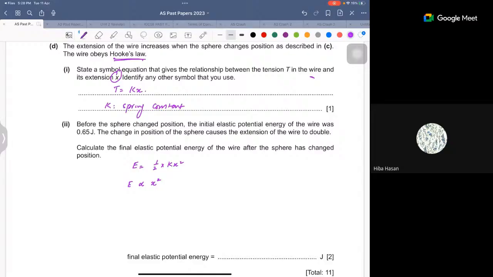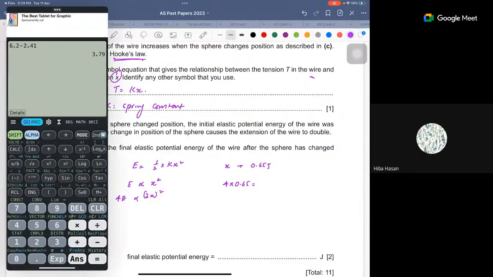Okay. So when the extension was x, energy was 0.65. Now, if you put 2x into this because it doubles, because of the square, the energy will be 4 times the original one. So I'm going to multiply 4 times 0.65 and I'm going to get the answer. Well, there could be other methods too.